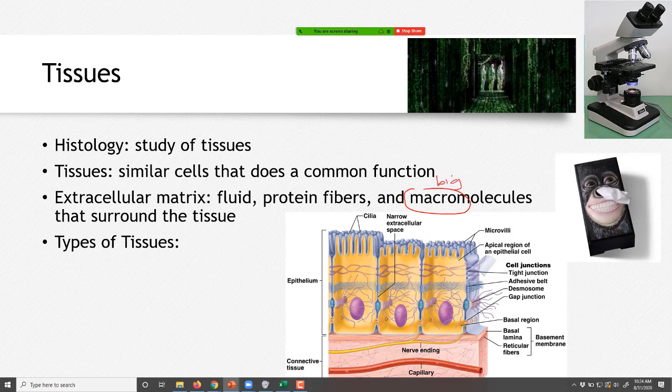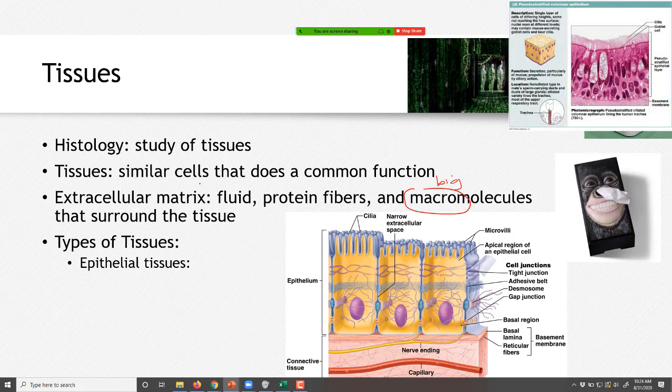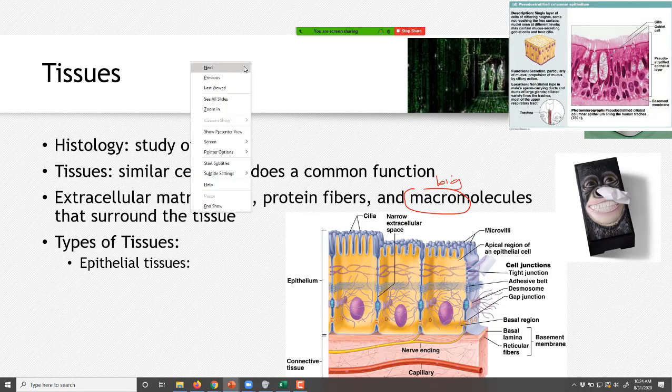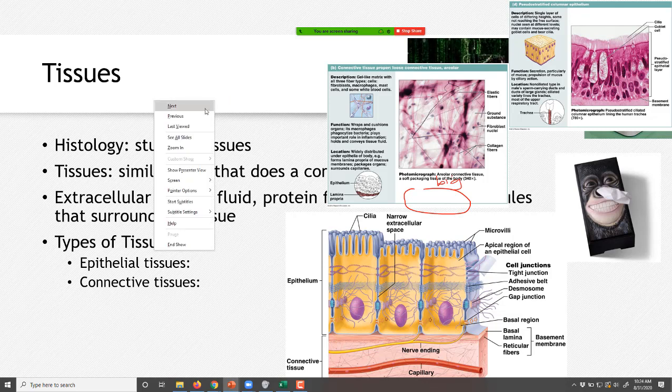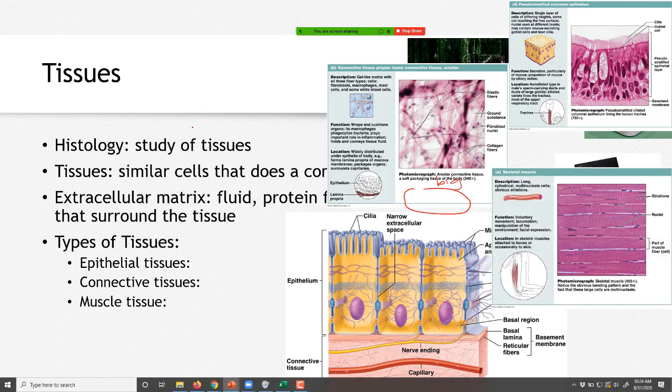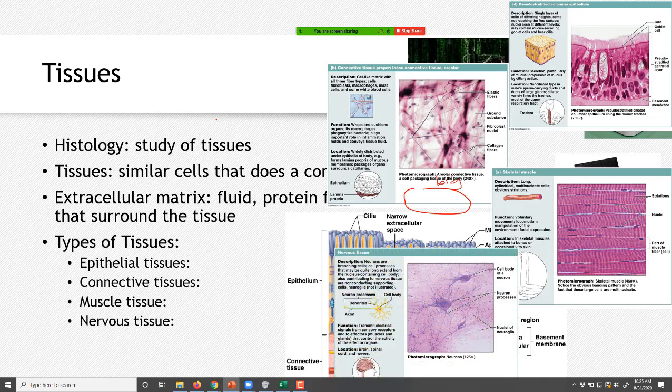4 main types of tissues. We have epithelial tissues, which usually cover things and protect things. We also have connective tissue, like the name implies, it's going to connect tissues with each other. We have muscle tissue, and this is helping with contraction, so it makes things so that we can provide some sort of movement. And then lastly, we have nervous tissue, and nervous tissue will help with communication purposes.